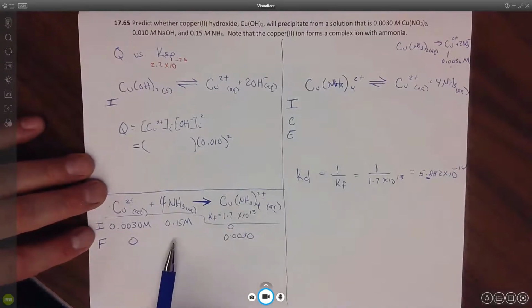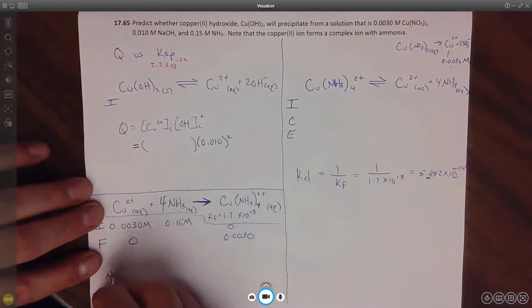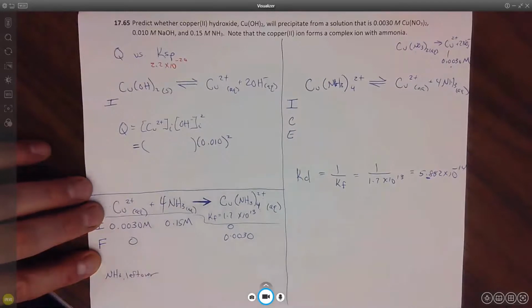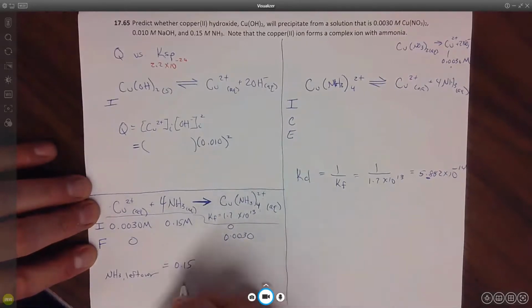Now, what about the ammonia? Is it all used up? No, so there's some left over. How am I going to figure out what's left over? So I want the NH3 left over. So it must be the initial minus final, right? So again, assuming 1 liter, we'll call this 0.015 moles. Now this is what we started with, right? So started with this.